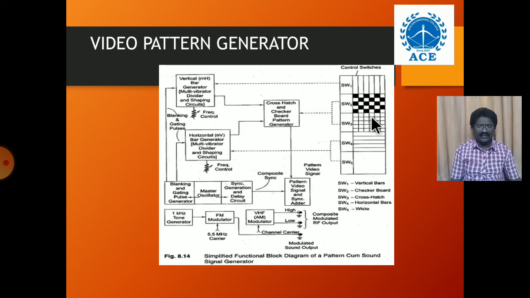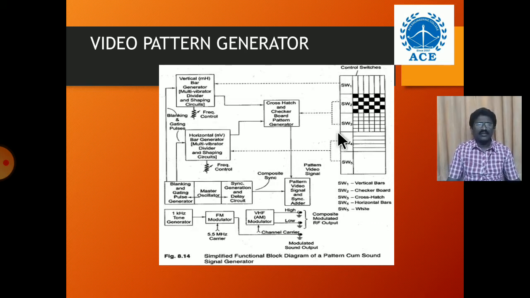So here, with only the NV switch on, horizontal bars are generated, and with only the other switch on, vertical bars are produced. With both switches on, a cross hatch pattern is produced. The vertical section vibrator generates bars in the form of vertical lines and the horizontal vibrator generates horizontal lines. So when both vibrators are on, you will get a cross hatch pattern produced.